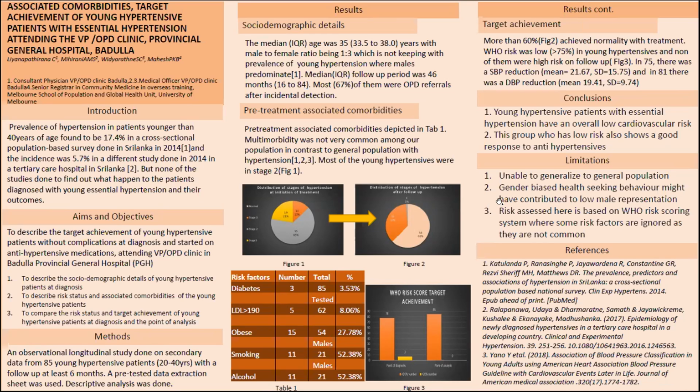Okay. Now it's time for questions, madam. I have a question. Though blood pressure targets were achieved, what about the other risk factors that you have listed in this study, like diabetes, LDL, obesity, smoking, and so on? Did you assess those also at the end of the study? Because you cannot otherwise conclude that they are a low risk group.